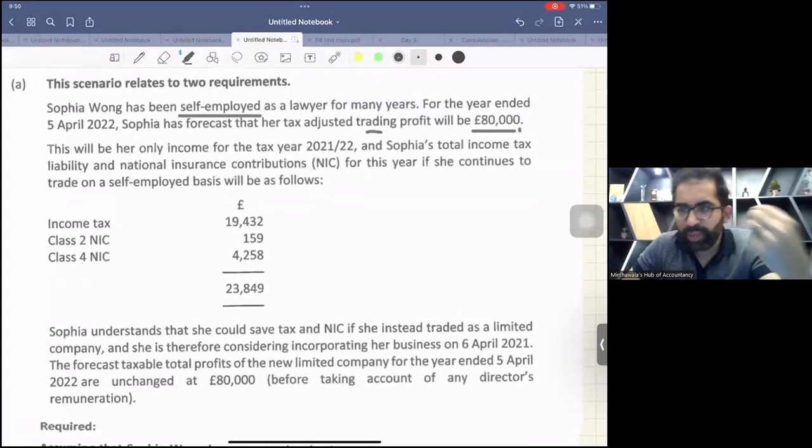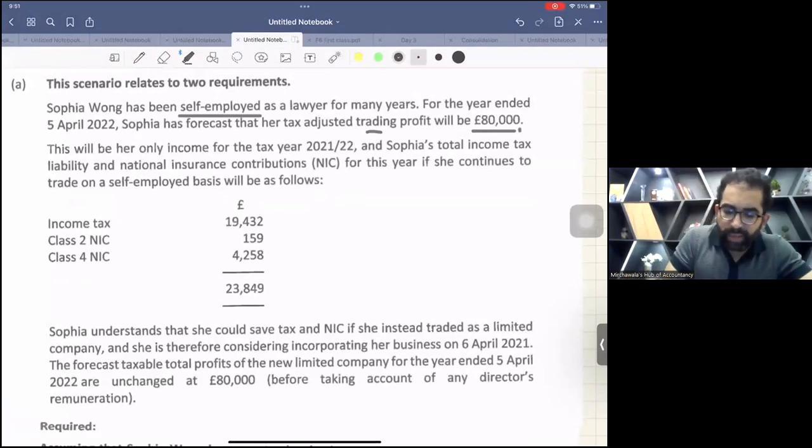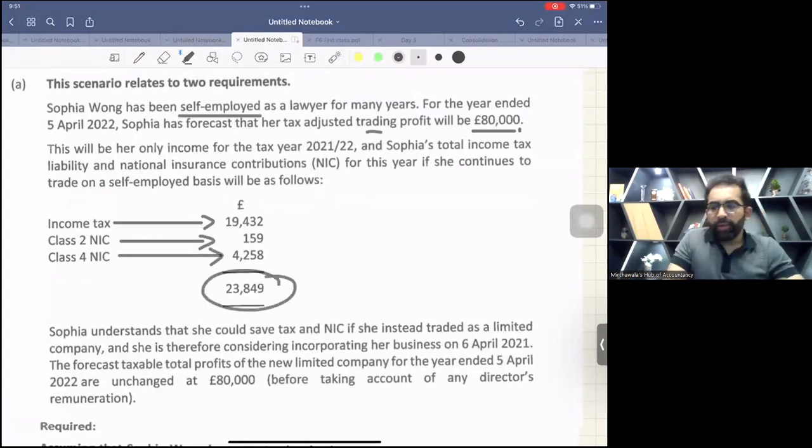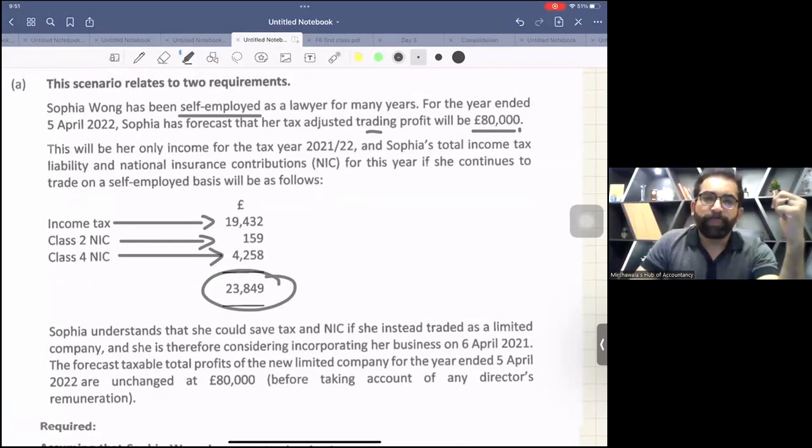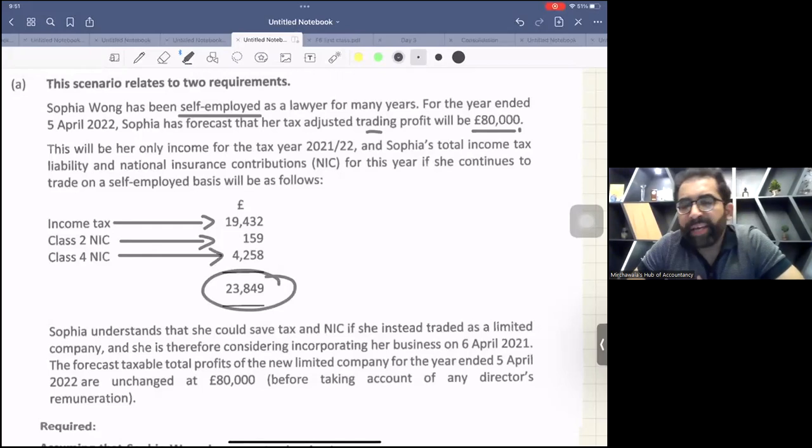Now, whenever this was the starting point of my lecture today, whenever you are a sole trader, individual, and you are earning business income, trading income, you normally pay 3 types of taxes. Number one, income tax. Number two, class 2 NIC. And number 3, class 4 NIC. So right now, the existing total tax paid by this individual Sophia Wong is 23849. This is the existing package if she works as a sole trader individual.